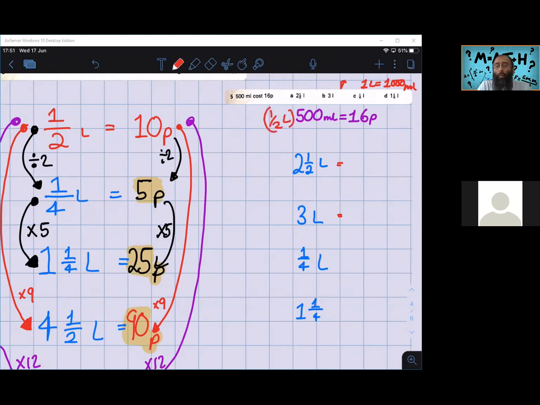Okay. So are we going to use 500 milliliters for the question, or are we going to use the half liter value? The half. Half a liter, because everything else is in fractions of a liter, not in milliliters. So always make life easy for yourself. Don't complicate life. You must change milliliters into liters and then start to manipulate the question.